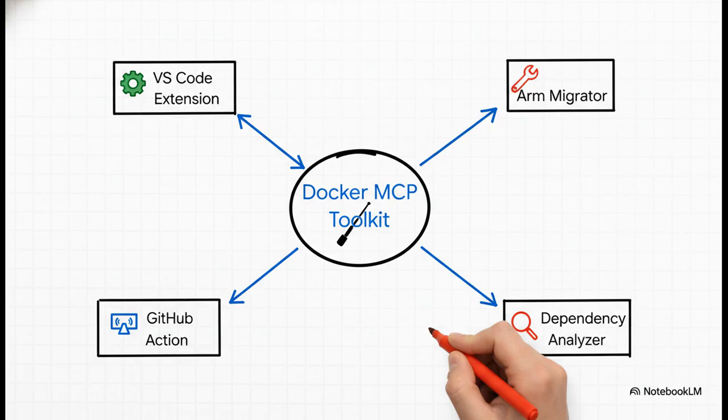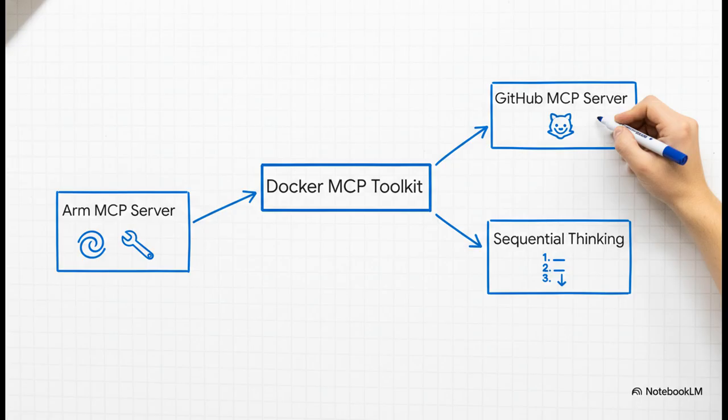It's the conductor of this whole orchestra. It's managing all these powerful tools, making sure they run safely and do what they're told. For this specific job, we plug 3 key servers into our hub. First, the Arm server. That's our expert. It has all the migration tools.